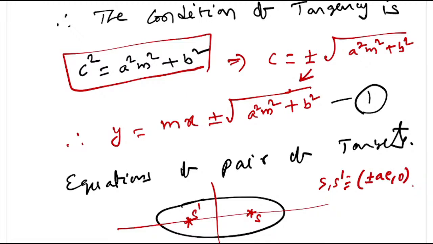Now read it very carefully. The locus of the foot of the perpendicular drawn from foci to any tangent. I am taking some tangent over here, for example. So this is one foot of the perpendicular and this is another foot of the perpendicular, right? These two feet of the perpendicular lie on an auxiliary circle, which we have to prove now.